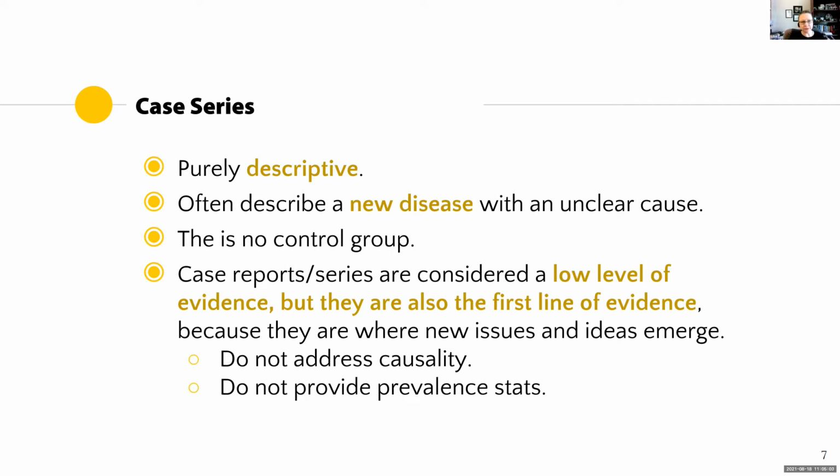And some of the most famous case series and case studies are of HIV. In 79 and 81, I believe, two different physicians wrote a case report on the symptoms of HIV and AIDS, right? And so those were the very first descriptions of AIDS. Okay, but they don't address causality, and really they don't provide prevalence stats. It's just a purely descriptive thing.